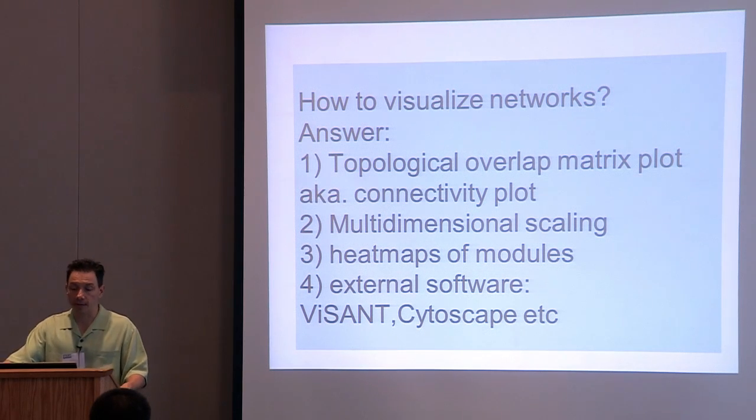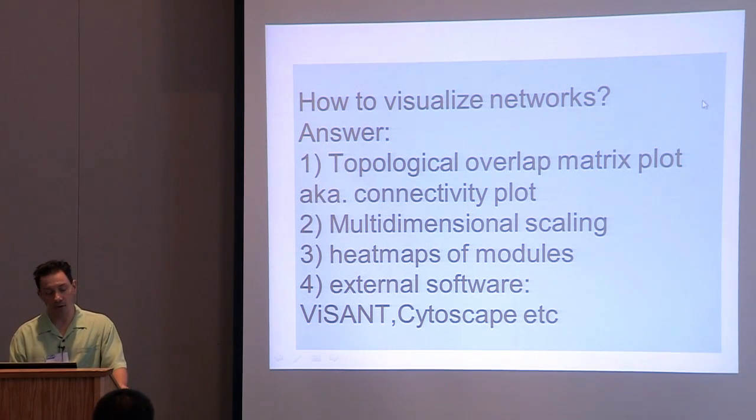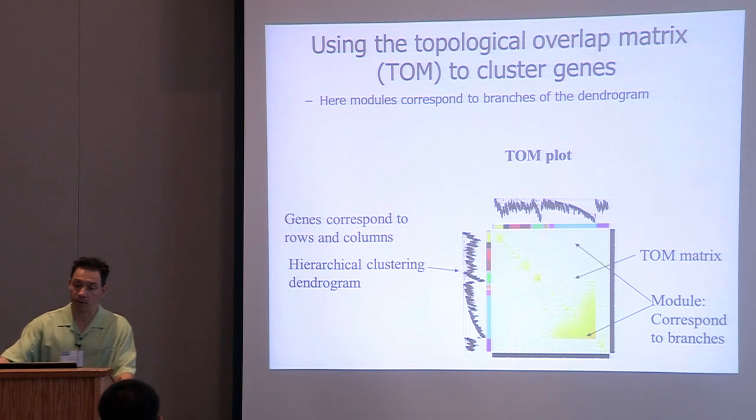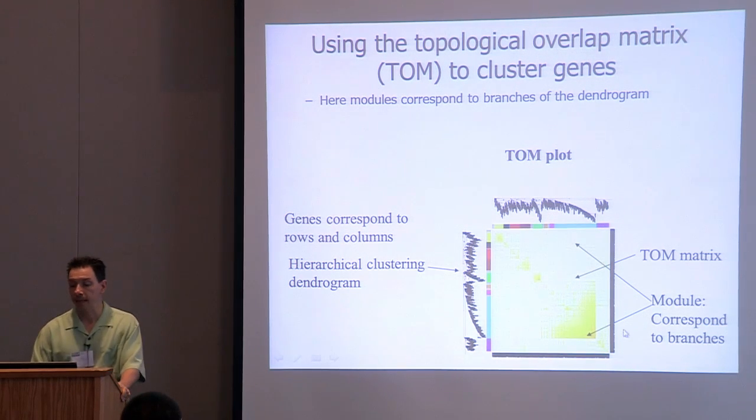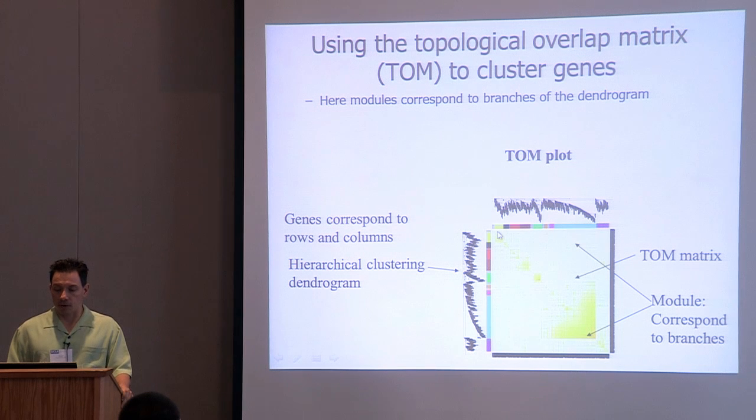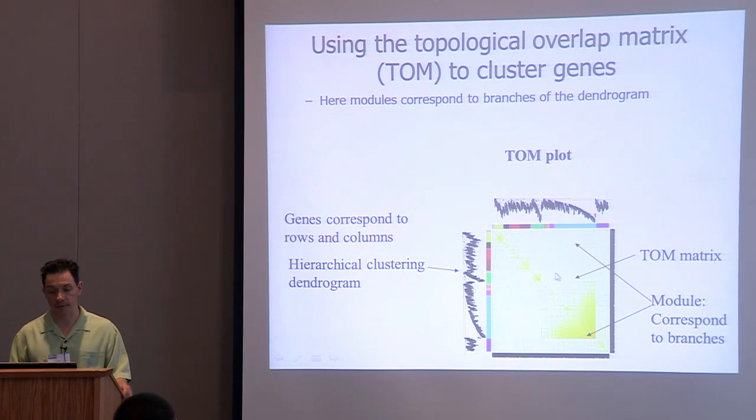Let me proceed to another topic, which is how do we visualize networks? There are several approaches, and one well-known one has several names. There's something called the connectivity plot. We call it the topologic overlap matrix plot. But what is that? In the topologic overlap matrix plot, we visualize the topologic overlap matrix, right? Why? Because it specifies pairwise connection strength.